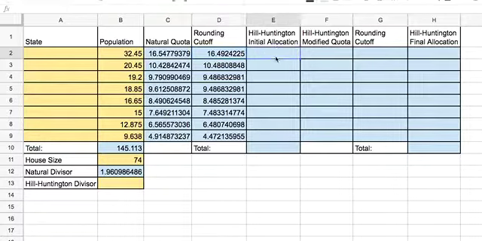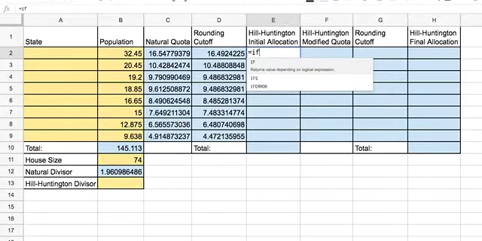I'm going into Hill-Huntington initial allocation. What we're thinking about, if a number is greater than the rounding cutoff, you're going to round up. If a number is less than the rounding cutoff, we round down. So how do we make that decision? If this happens, then we go with this. We're going back to a conditional statement, back to geometry when you have if-then statements. Excel or the spreadsheet can do that. So we're going to create a logical statement. We're going to make a comparison.